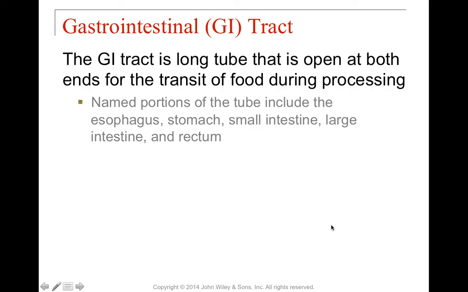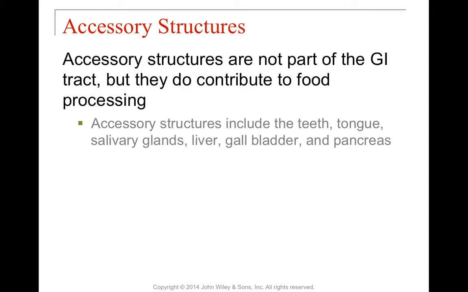Don't worry, we're going to talk about each and every one of those organs on its own little slide as we pass through here. So the gastrointestinal tract is basically one long tube that's going to be open at both ends. Food goes in, waste goes out, and during the transit through this tube, the food is going to be processed. Some major portions of this tube that you might recognize include the esophagus, your throat, where you swallow, your stomach, where the food enters, and then the small intestines, where the food passes after it exits the stomach. Then it passes into the large intestines, and then finally out through the rectum.